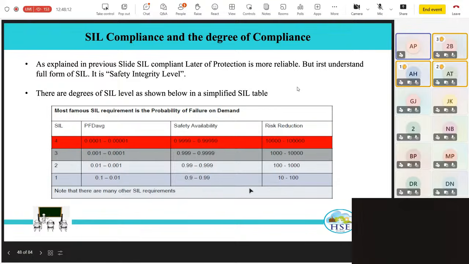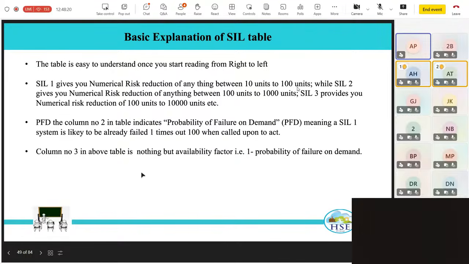It is like 1 in 10 years, 1 in 10 times, 1 in 100 times, like that failure. So there are no units to this. So here it is explained. Okay, next slide.